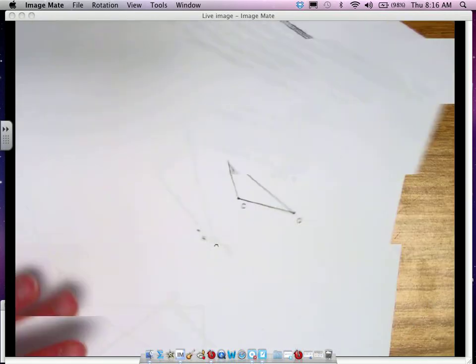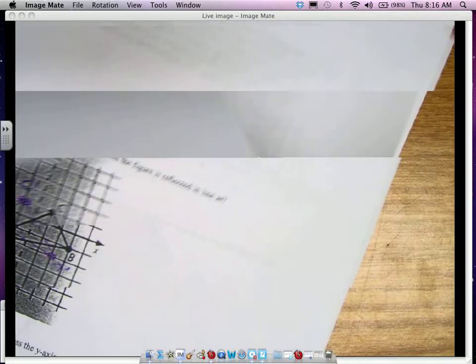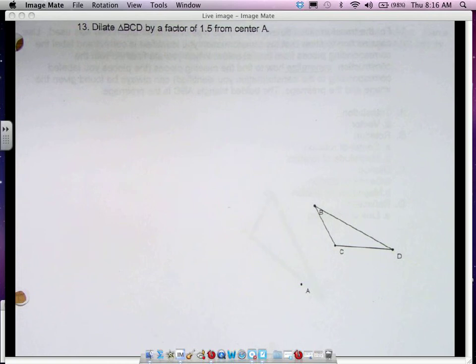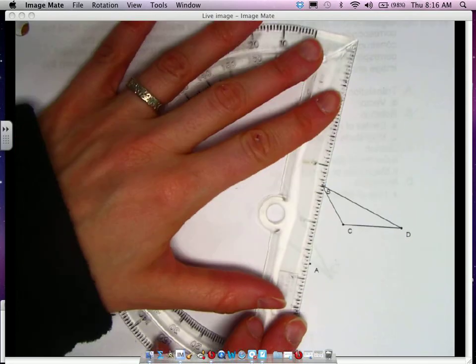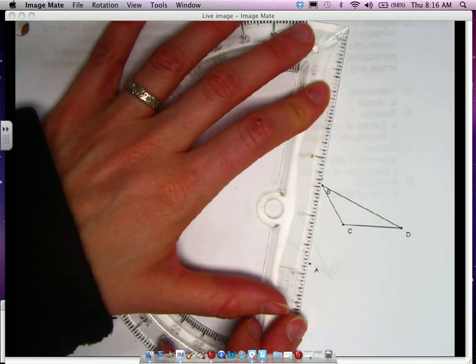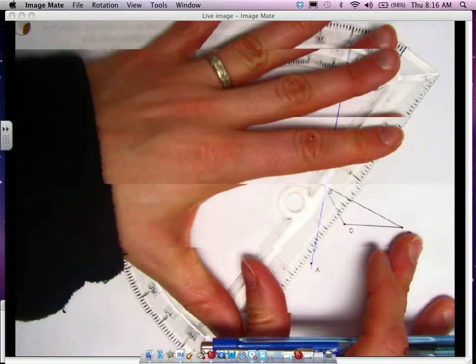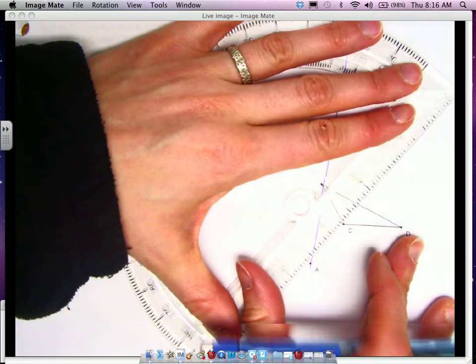All right, the next 3 problems are what we learned this week, what we did Monday, Tuesday, Wednesday, so please make sure you ask if you have any questions. What do I do first, though? Draw from the vertices to A. And it's going in the positive direction, right?